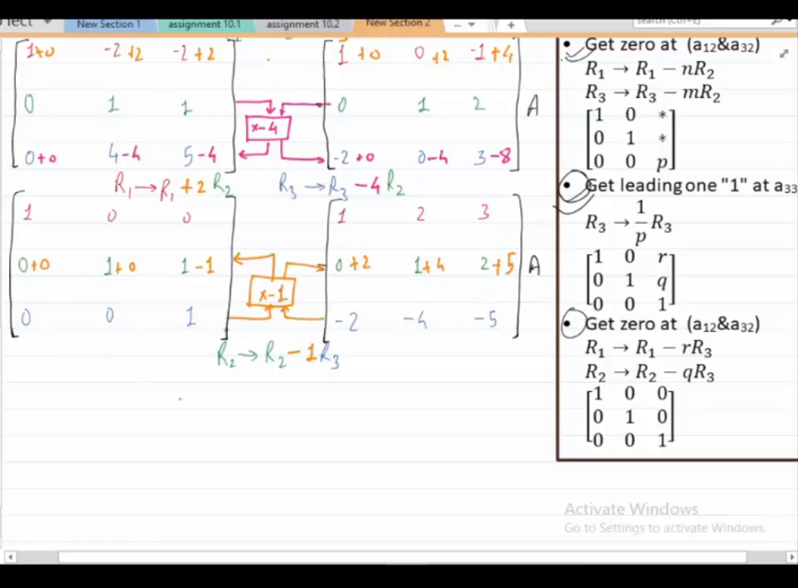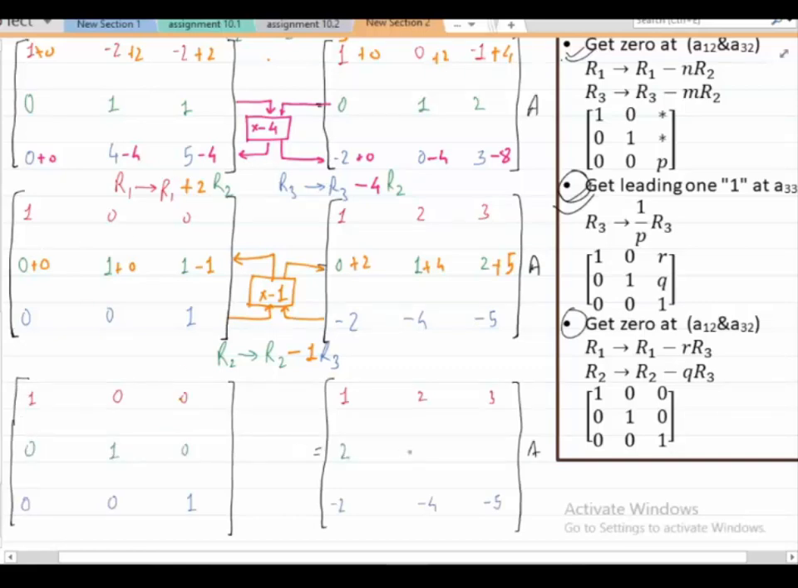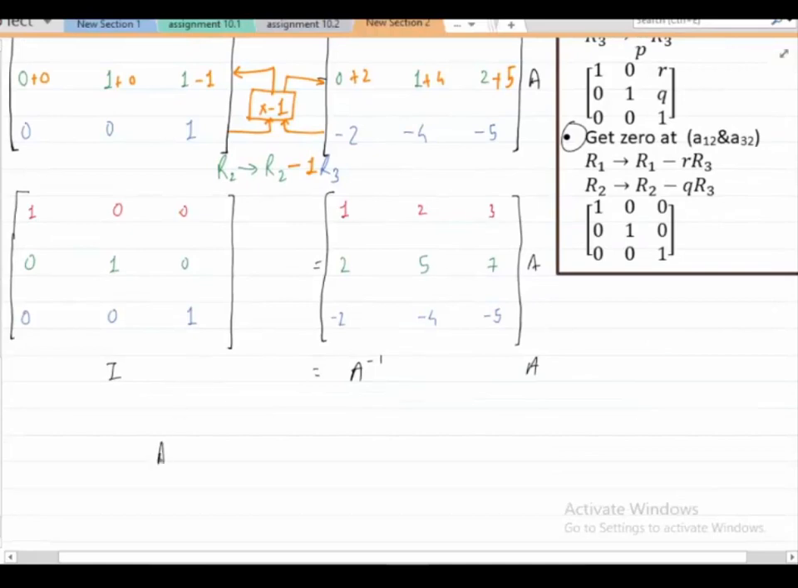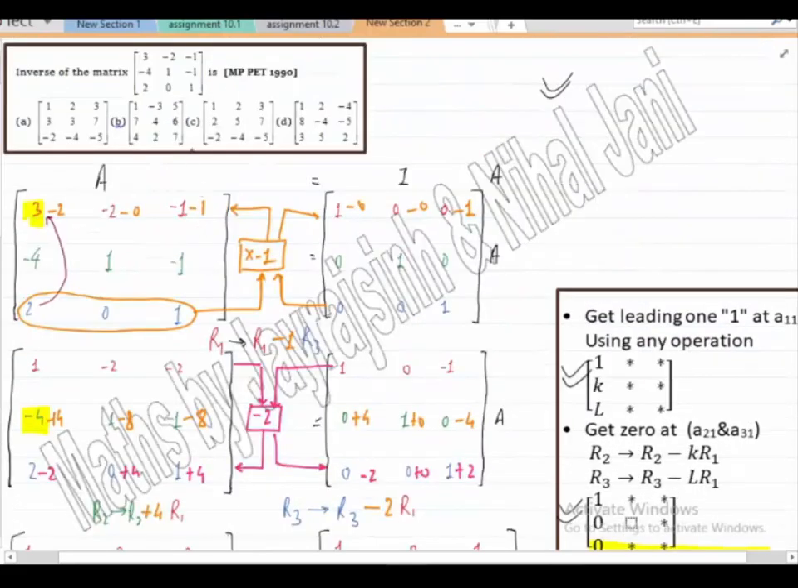And we know that in this process the first and third rows will be as they are, so let's write them down as they are. And our second row will be 0, 1, 0, 2, 5, 7. So yes, we get I is equal to A inverse A form, which suggests that our A inverse is 1 2 3 2 5 7 minus 2 minus 4 minus 5. Now let's see the options. Option C is your answer. Ta-da!